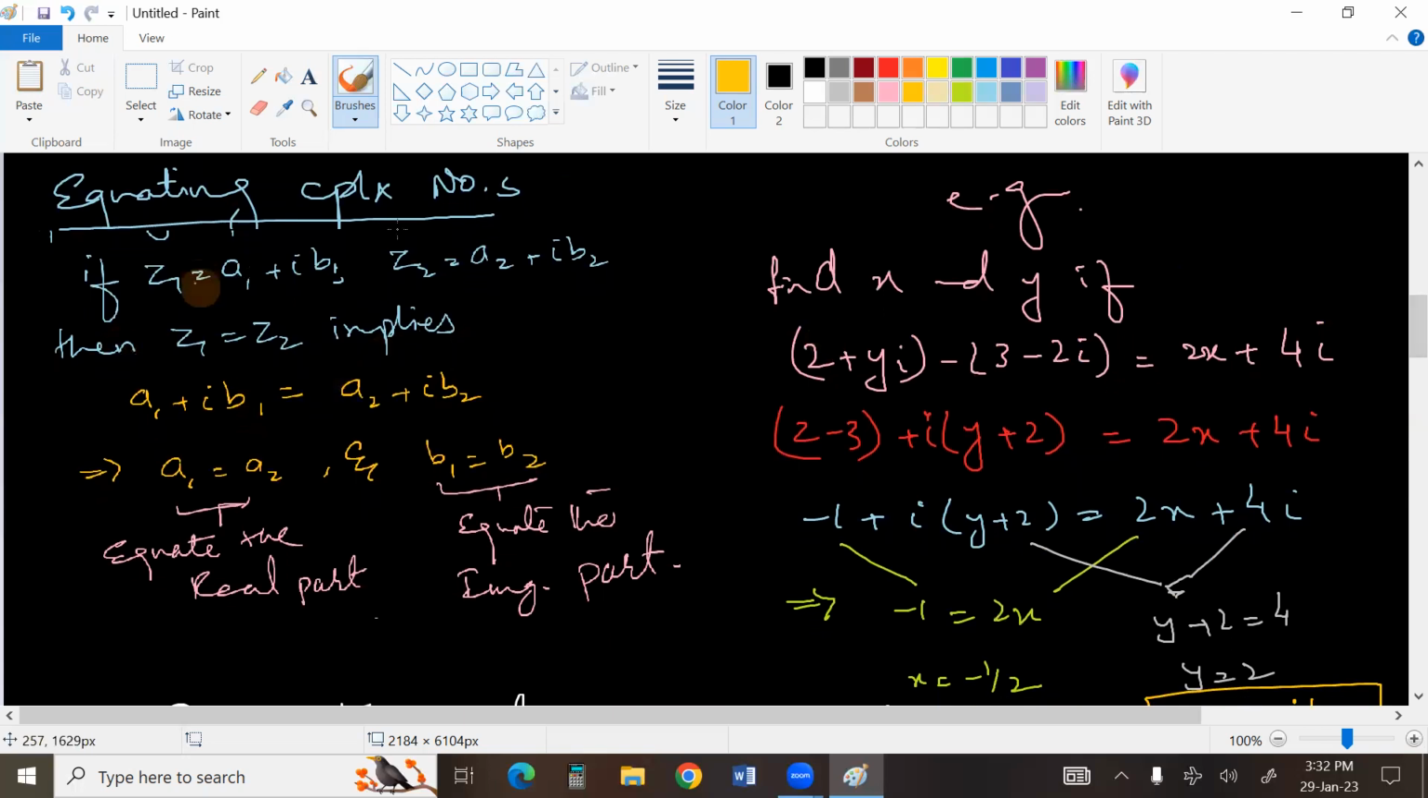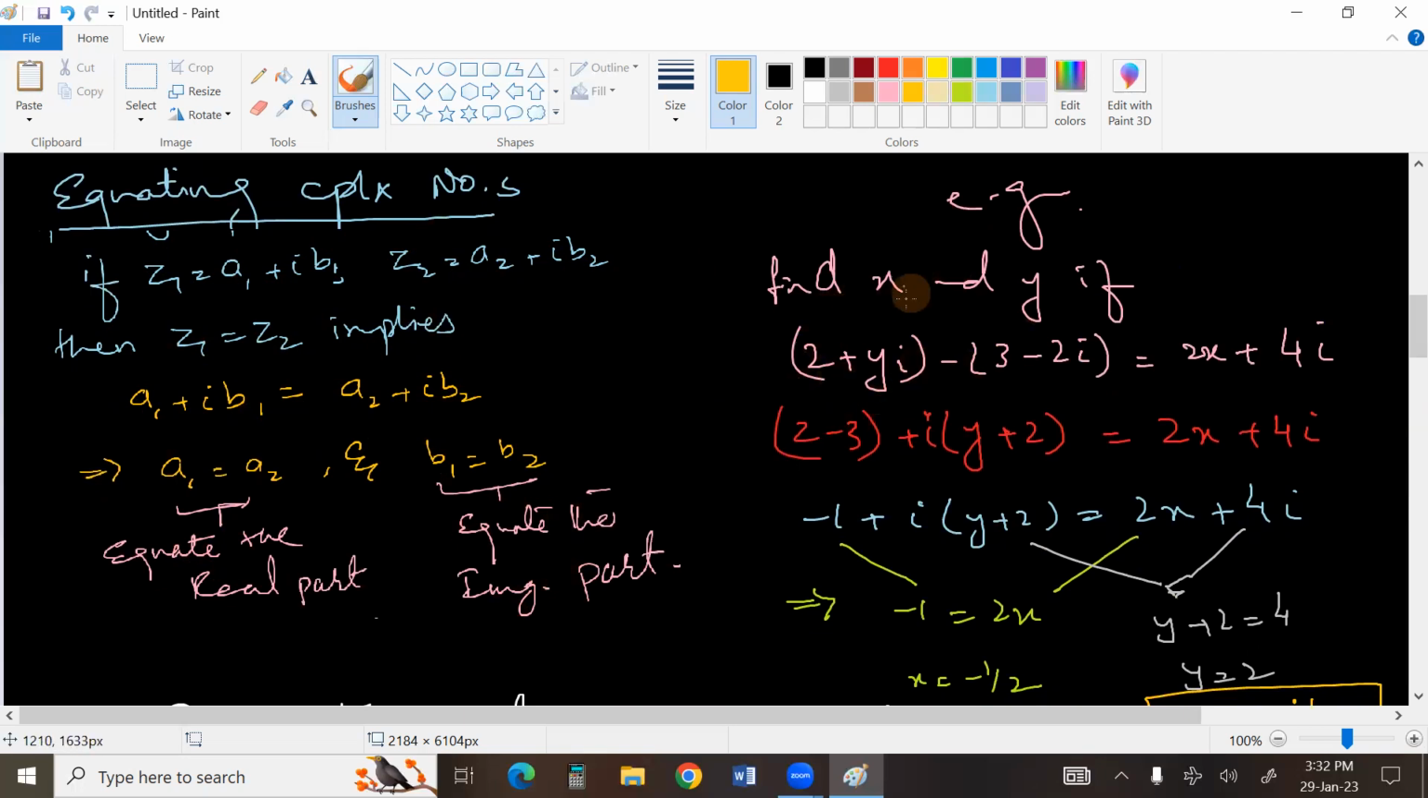The last bit of this video is when you have two complex numbers to be equated. Let's say if I have a1 plus iota b1 and a2 plus iota b2, and I'm saying that these two complex numbers are equal. Then I would imply that the real parts are equal and the imaginary parts are equal. We're going to equate the reals separately and imaginary parts separately.